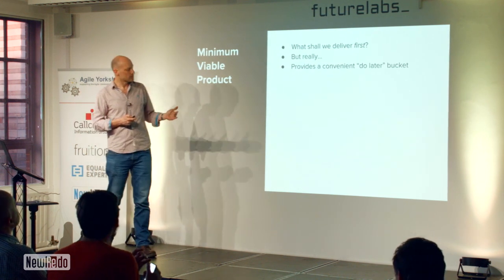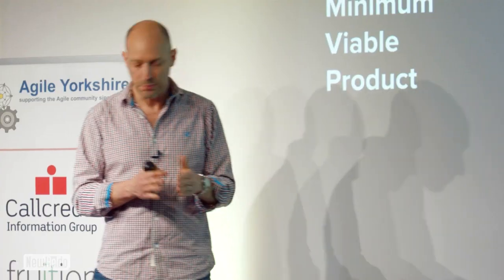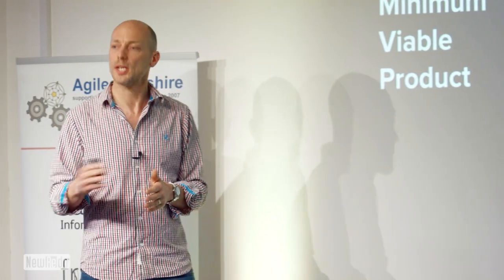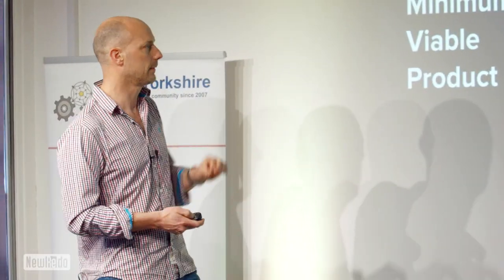That's exactly my point. So saying what's in the MVP is implicitly saying what's out of the MVP. It's the do later bucket. But it's not a do-never bucket. It secretly is a do-never bucket, but it doesn't look like one at the time. And that's the most important thing.